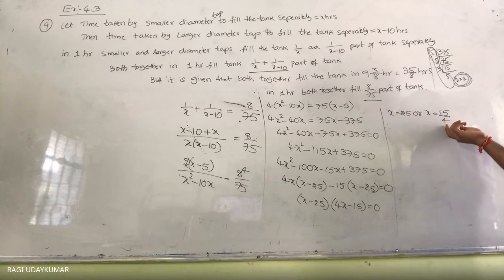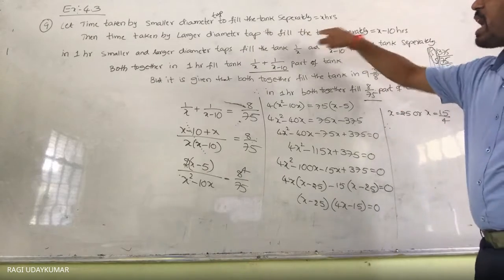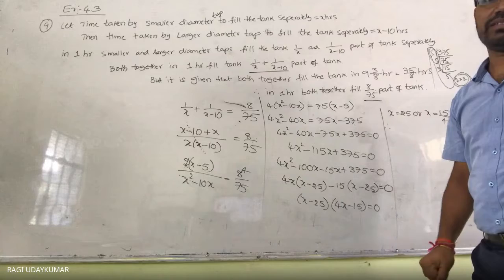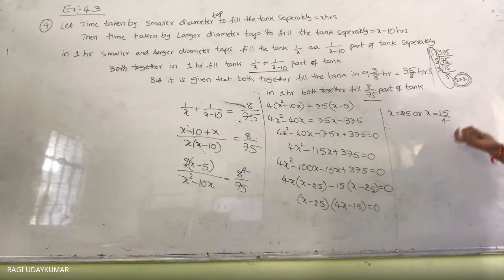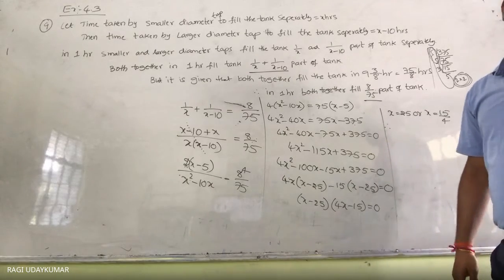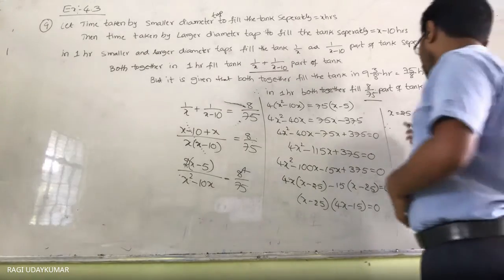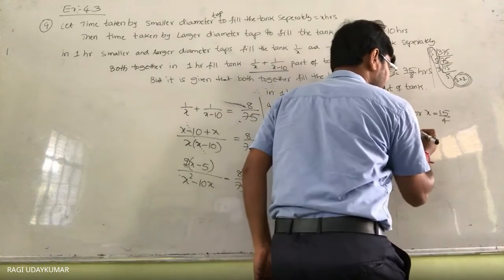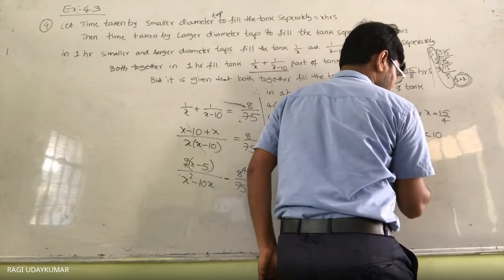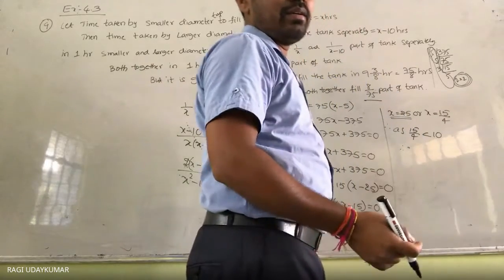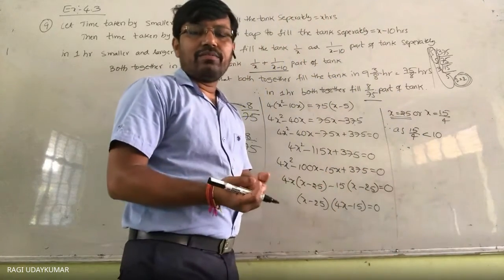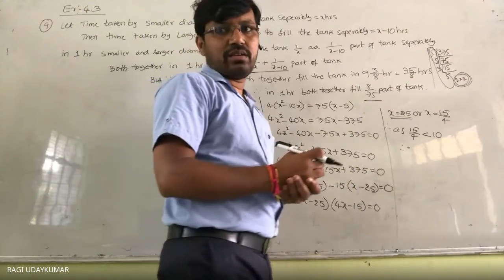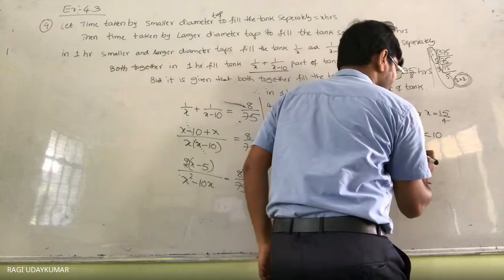This is less than 10 hours. Already the larger diameter will take 10 hours less than the smaller one, if it is filling the tank separately these many hours, so we are getting this situation. In this situation, why do we get only one answer? This is a quadratic equation we are getting. So as we are getting a quadratic equation, only 25 should be taken into consideration, as 15 by 4 is less than 10. Therefore, x in this, why is it more than 10? Since the larger diameter will take 10 hours less than the smaller one.